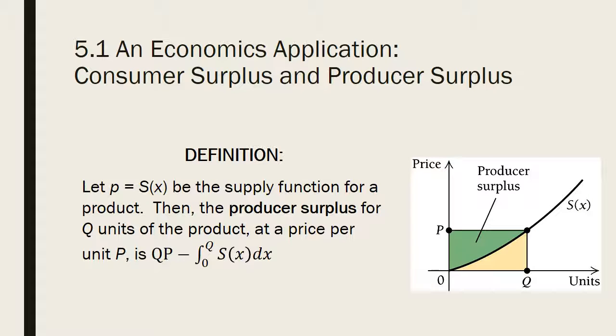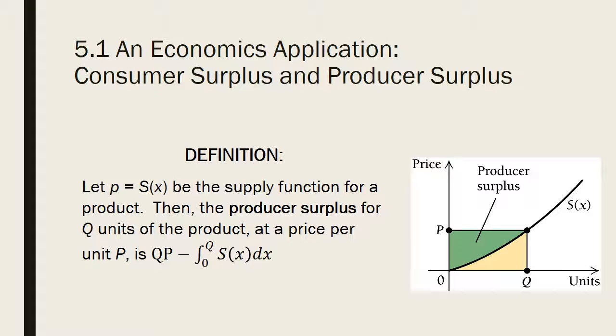Here's what it looks like, picturing it. P, the horizontal line at P there, represents the price that they're actually selling it for. The curve S of X represents what they're willing to sell for. And so the green shaded area is going to be the surplus. It's what they're getting above and beyond what they expect to get. To find this area, we take the area of the rectangle, which will be P times Q, and subtract that tan colored area, which is the area under the supply curve.